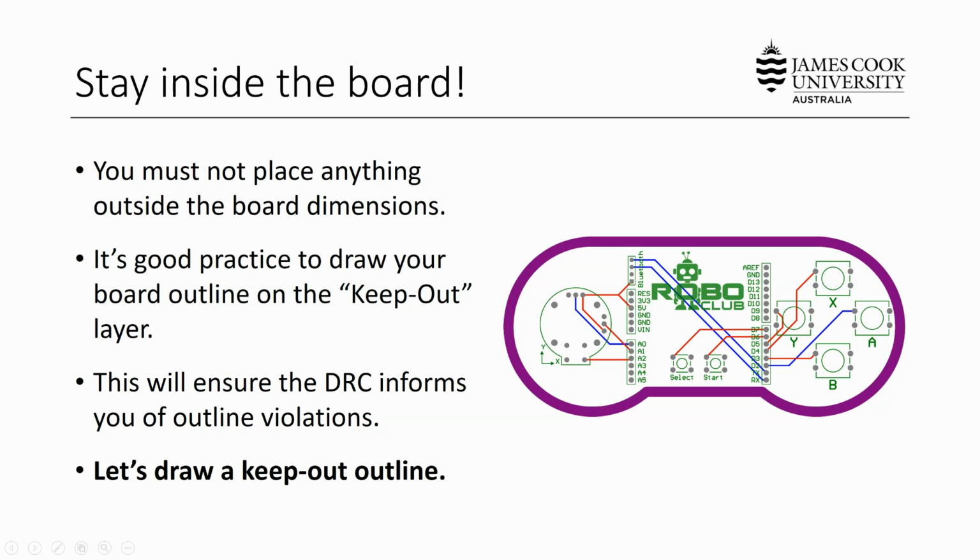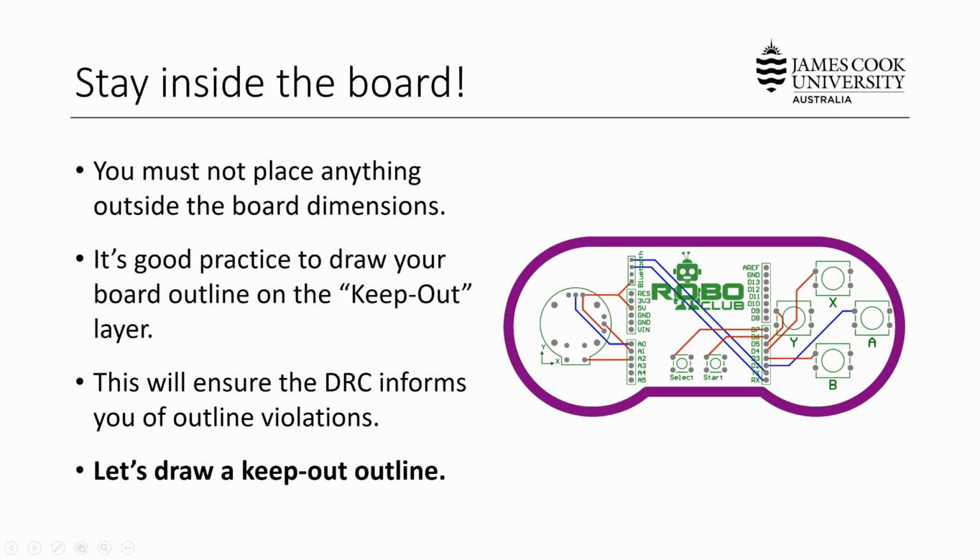Well, it's actually good practice to draw the shape of the outline of the board into the keep out layer. Remember, there are several layers in the PCB: one for the top copper, one for the bottom copper, one for the top silkscreen, and so on and so forth. The keep out layer is a special layer that restricts any other material being printed in the areas that you specify. So what we're going to do is constrain the keep out layer to the outline of our board shape, and that will ensure that if any components are mistakenly placed outside of the board dimensions, we'll get a nice error message when we run the design rule check.